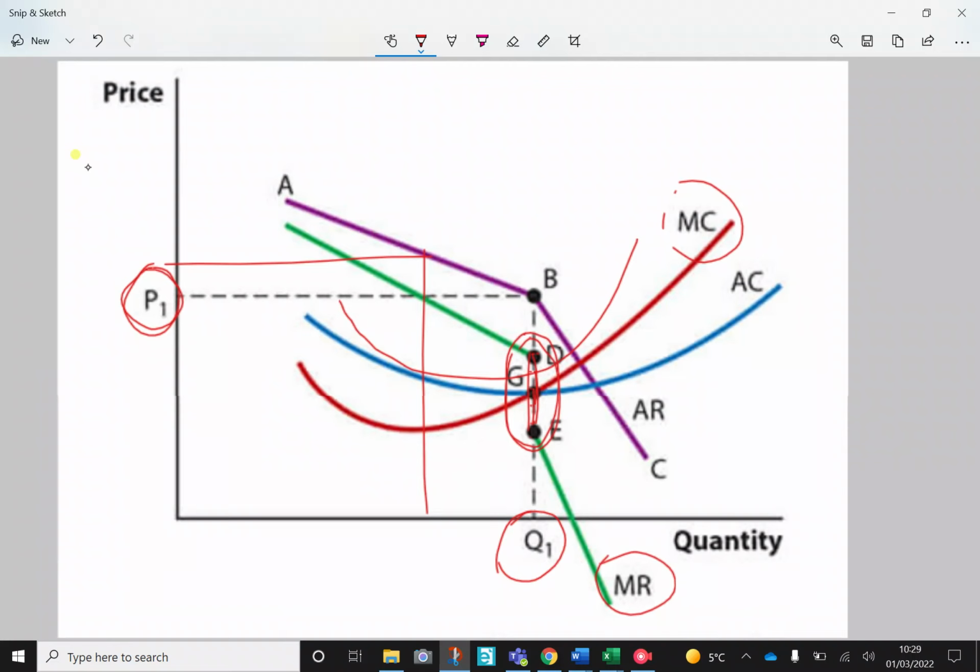But then again, collusion kicks in, so they would all pass it on. So again, the two main concepts are the one I've just outlined of sticky prices and then the kinked demand curve.